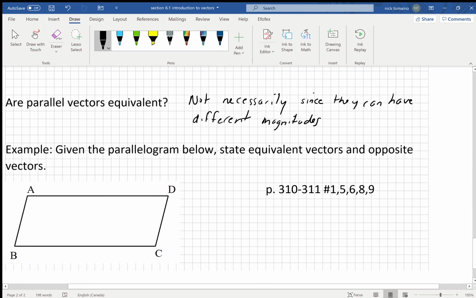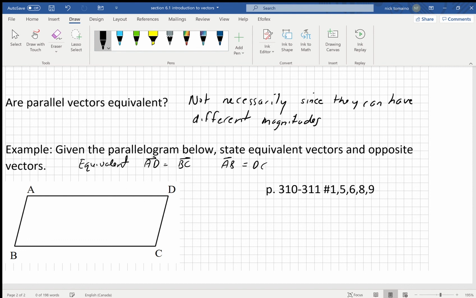Okay, and last thing for today. Example: given the parallelogram below, state equivalent vectors and opposite vectors. So for equivalent, we have vector AD, that's your starting point and your ending point, is equivalent to vector BC. And vice versa, you can switch the direction. We have AB is equal to DC. Okay, good.